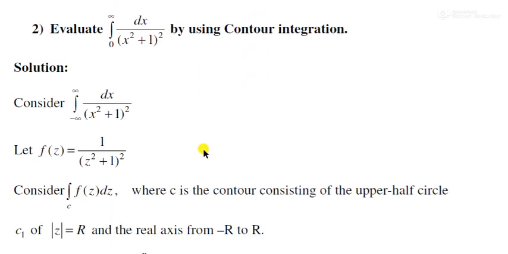See the second problem. Evaluate the integral from 0 to infinity of dx by (x square plus 1) the whole square by using contour integration. So now the limit is from 0 to infinity, instead of minus infinity to infinity. So we are going to consider it as minus infinity to infinity, and by replacing x by z, f of z is equal to 1 by (z square plus 1) the whole square.